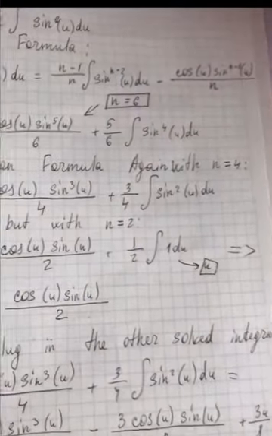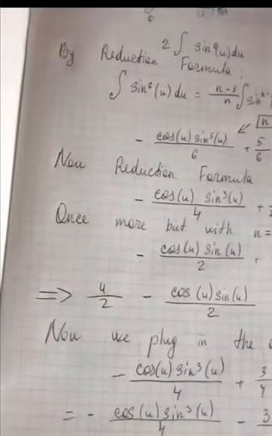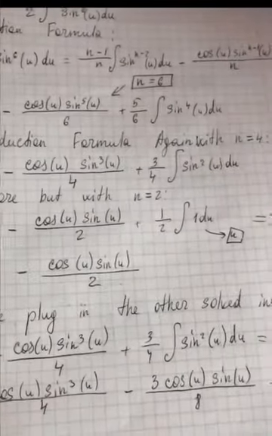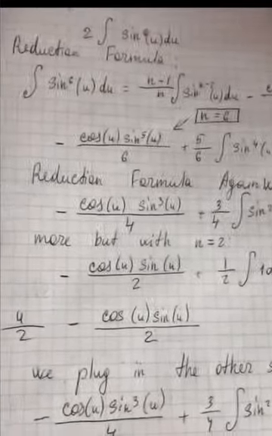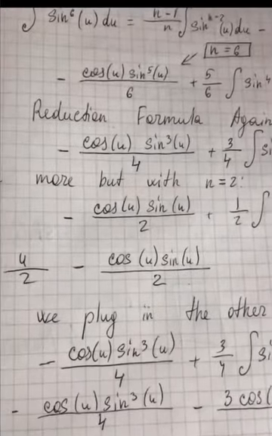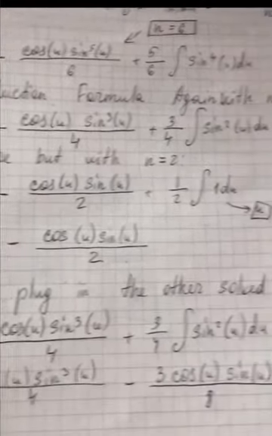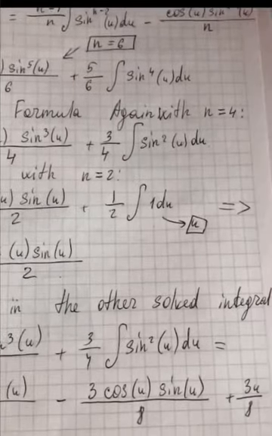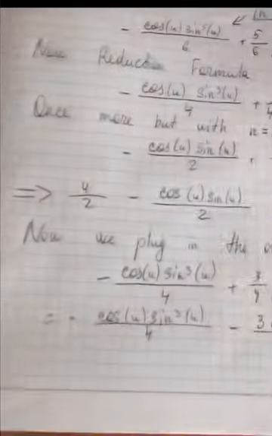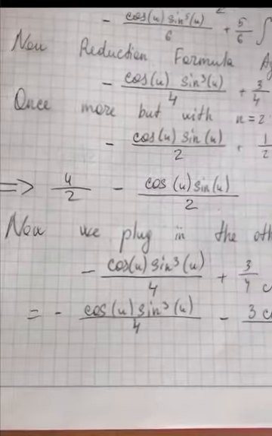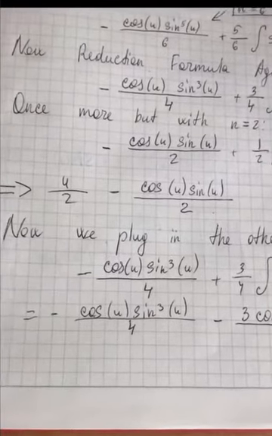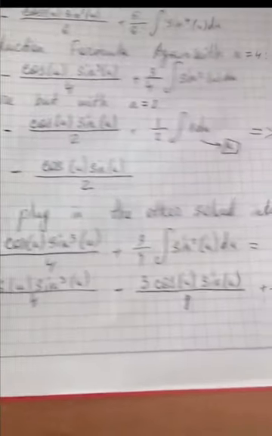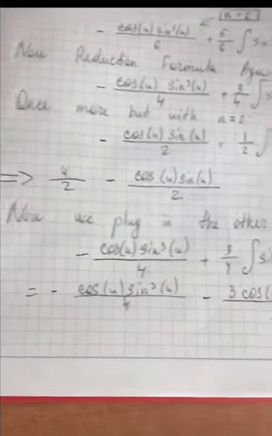Then we use the reduction formula again, but this time with n equals 4. We get this integral. And then once more, but with n equals 2. Each time we reduce it by 2, and we have minus cosine u sine u divided by 2 plus 1 divided by 2 times the integral of 1 du, which is u. So we have u divided by 2 minus cosine u sine u divided by 2. Now we plug in the other solved integral.